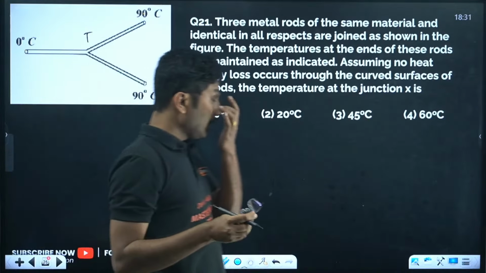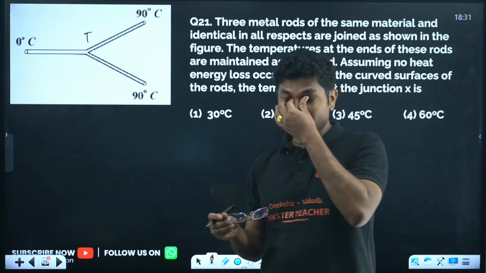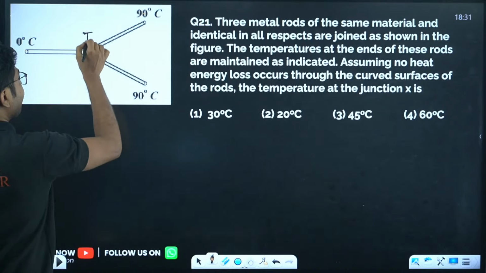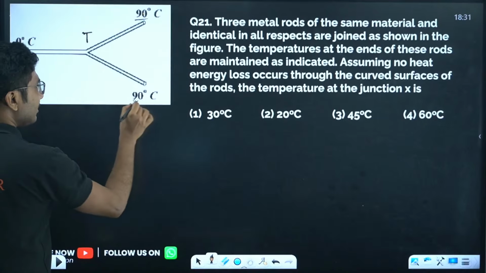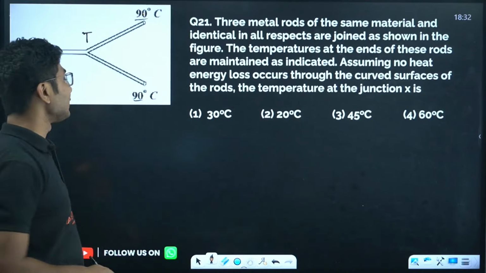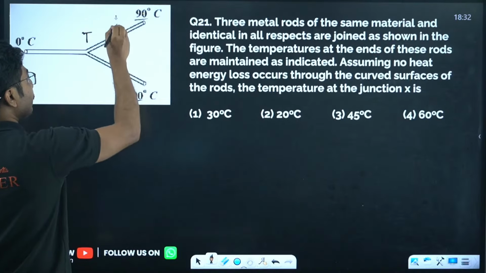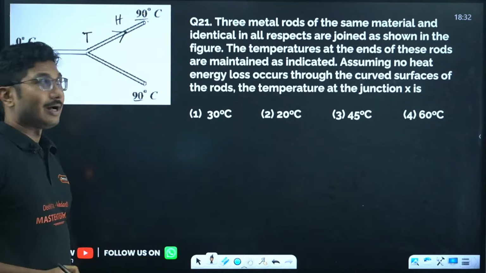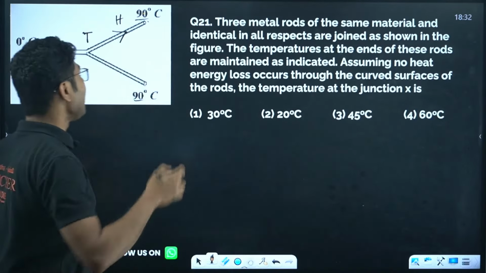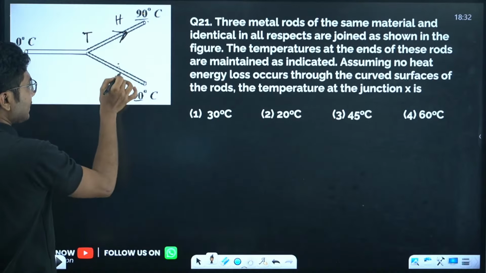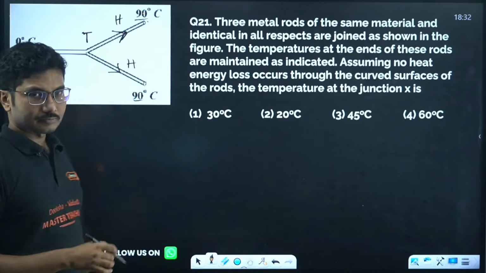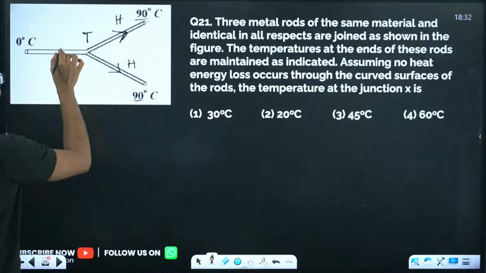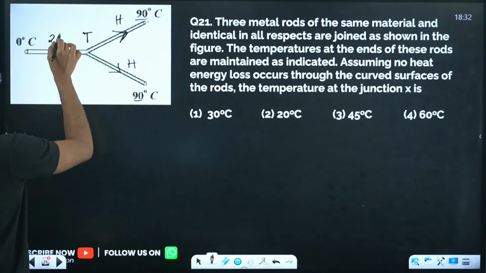Now how to solve it? It is very similar to Kirchhoff's current law. Suppose this junction is T. If you see, this point is 90 degrees, this point is also 90 degrees. Both points are at 90 degrees. Suppose the heat which is passing through here is H. The difference in temperature is the same, and the rods are identical. That means if the heat through this is H, the heat through this will also be H. So heat through both of them should be H, and what heat should pass from here to here should be equal to 2H.